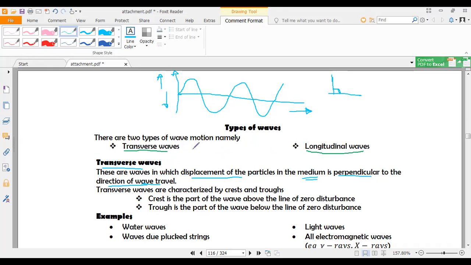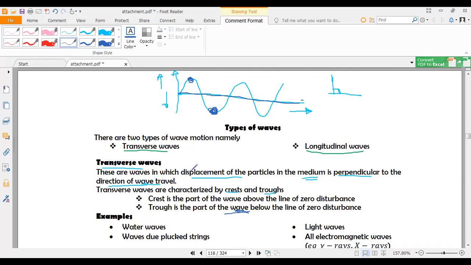So transverse waves are characterized by what we call crests and troughs. So for example, this one here is a crest, whereas this one here is a trough. So a trough is the part of the wave below. You can see this is the trough, and then the crest is the part of the wave above the line of zero disturbance. So this line here is the line of zero disturbance where the wave is said to be in equilibrium.